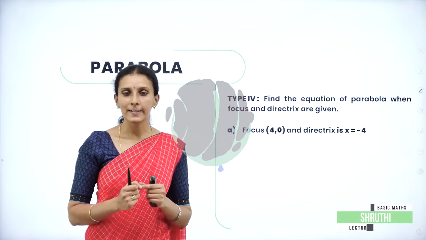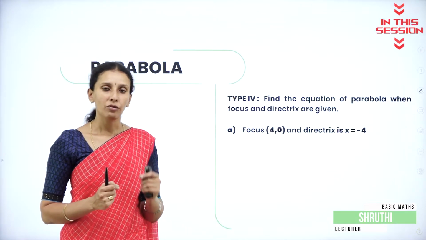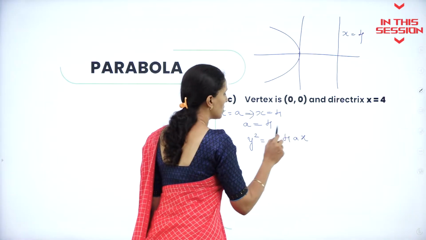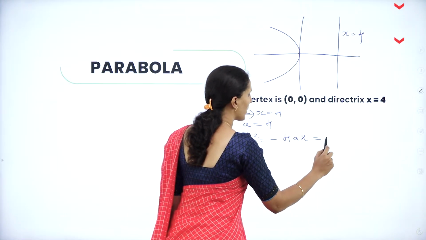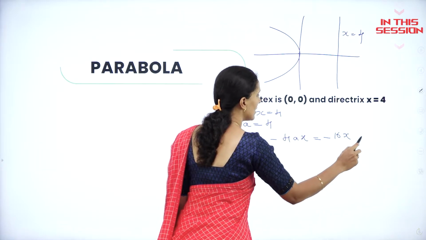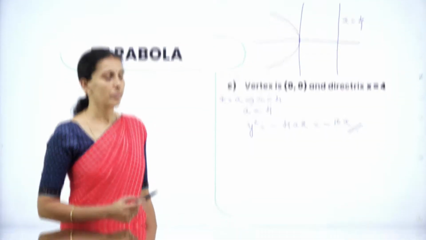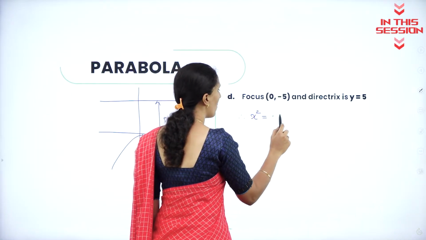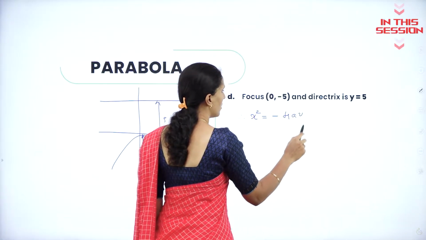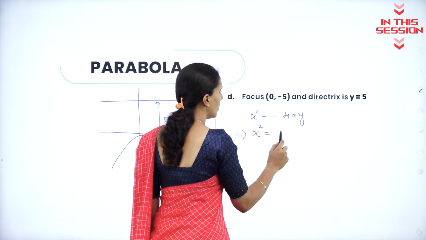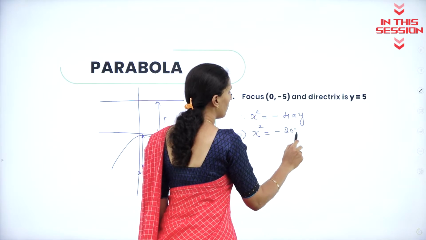We can recognize the type of the parabola and we can write the general equation of the parabola. So when you multiply 4, this becomes minus 16x. So this is the equation of the given parabola. X square is equal to minus 4ay. So when you substitute it, it is x square is equal to minus 20y.